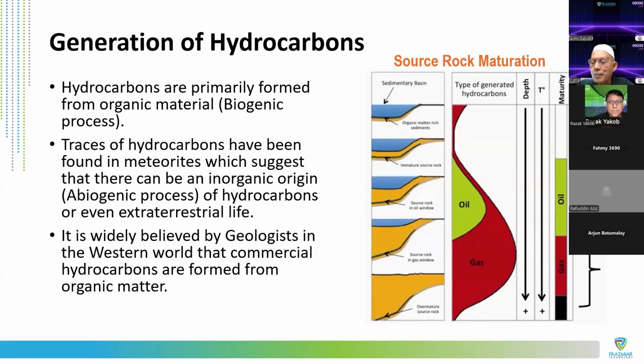So that more or less agrees with what the graph is showing here: as we go deeper, with high pressure and high temperature, normally you find gas. That's quite common. Of course, in some other countries and regions, they have a lower temperature gradient. Even though they have high temperature, because the gradient is low, you can still discover oil at a deeper depth. So it depends on the regional area itself.